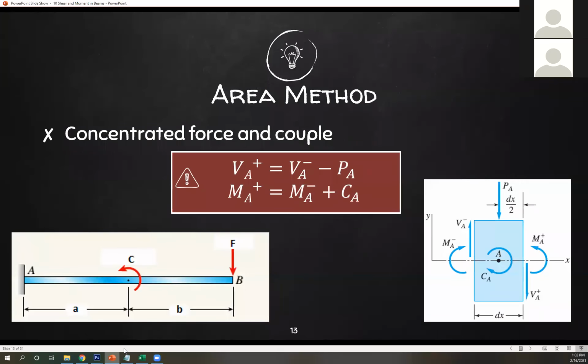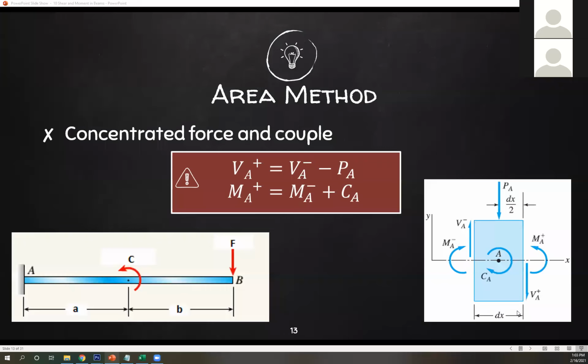Now, let's talk about what if you have a distributed load. Now, what if you have a concentrated force and a couple? If you remember from your MEC30, a couple is just two forces that are parallel to each other, creating a moment. So the analysis is the same as your distributed load. You still have this. So you're gonna go through that differential calculus derivation. You're gonna get the equation VA plus. So plus just means on the right.